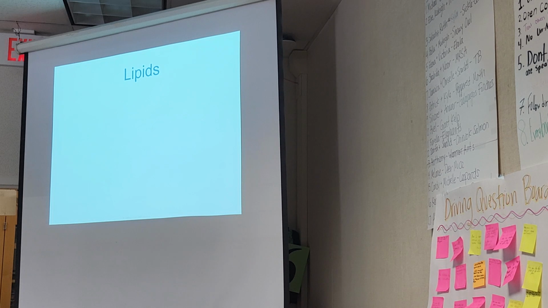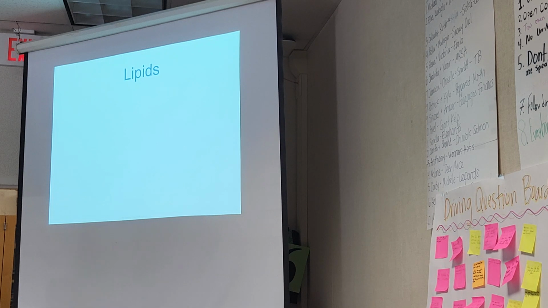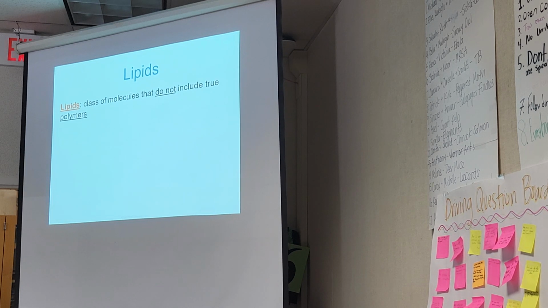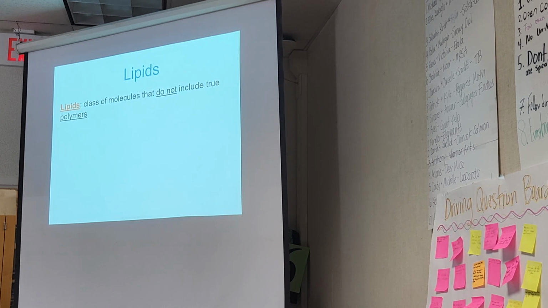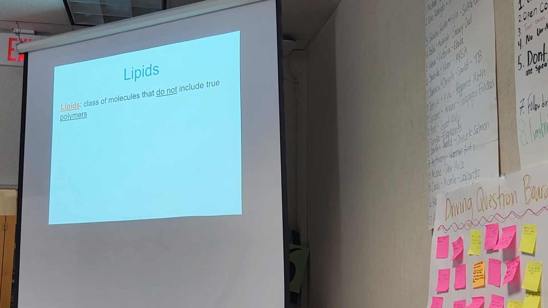Lipids. Totally forgot we didn't do lipids yet. Lipids, right? We said we're fats, waxes, oils. Do not include true polymers. Polymers are made up of what? Monomers, right? So what does that tell me? That tells me that a lipid is just a lipid. It's not made up of a bunch of little things.